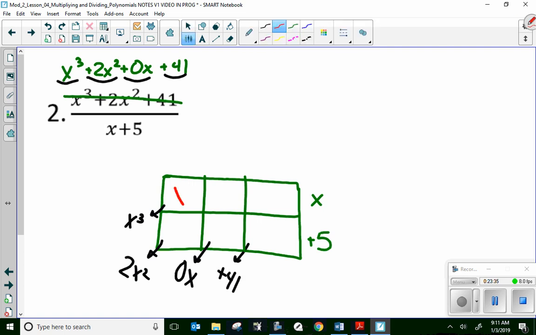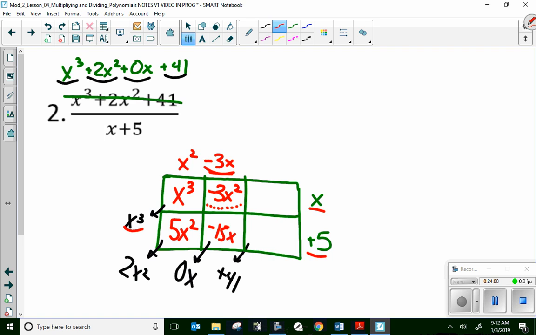This has to be X cubed. So I multiply X squared times X. Now I get X squared times 5, I get 5X squared. Now I need to add whatever's here to 5X squared to get 2X squared. Well, 5 minus 3, so it's a negative 3X squared. That combines perfectly. So what do I multiply by X to get negative 3X squared? A minus 3X. And minus 3X times 5 is negative 15X.